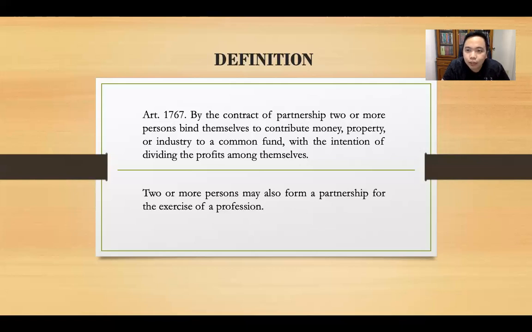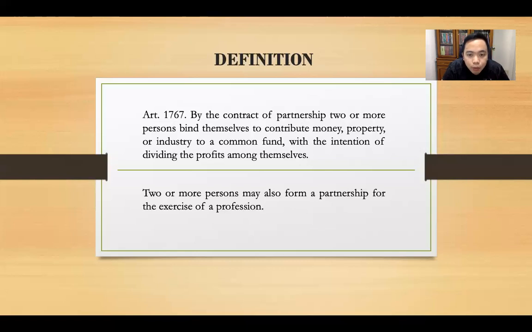Now, another form of partnership is not for the purpose of transacting a business, but for the exercise of a profession. Because technically, class, the exercise of a profession is not a business endeavor. It is not a business transaction, which is why the law has to delineate these two types of partnership. The second form of partnership is a partnership for the exercise of a profession, or what you can see in the textbook as a professional partnership.